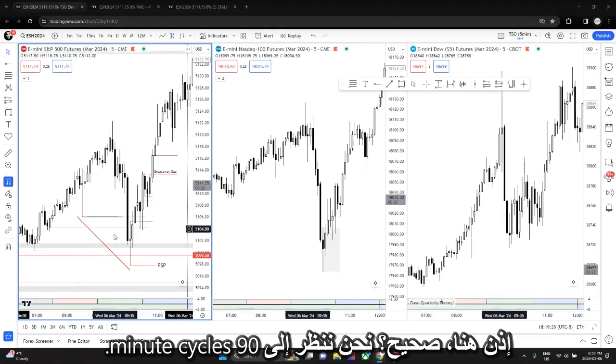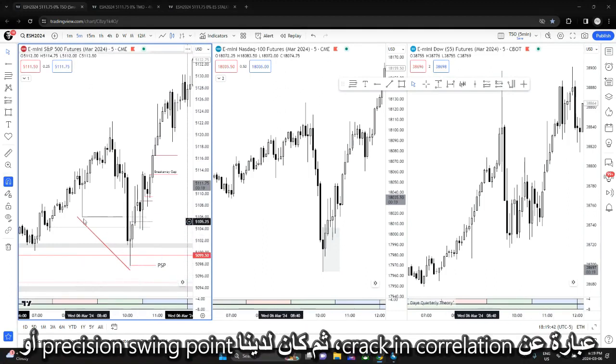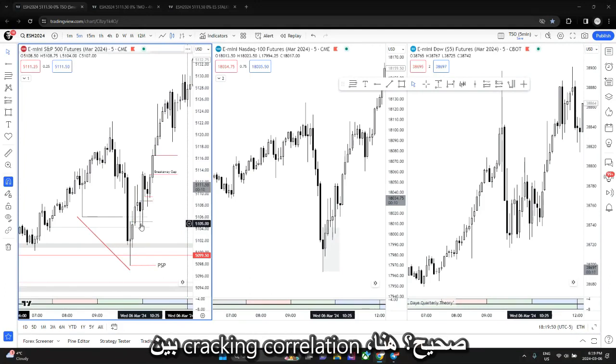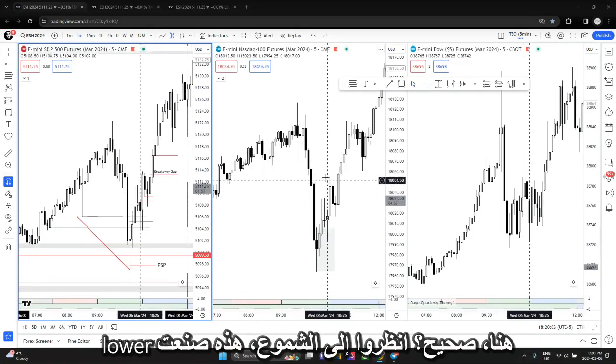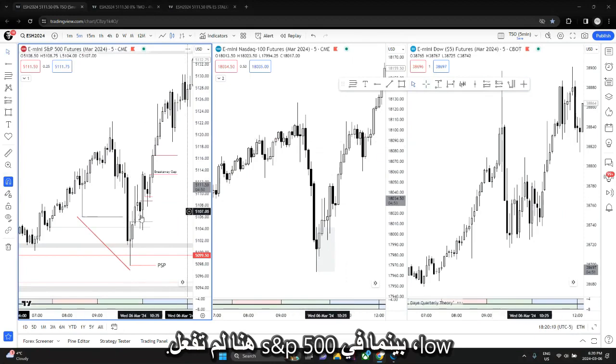So right here we're looking at the 90-minute cycles, and right here we have this. First of all, the SMT was a cracking correlation. Then we had the precision swing point, or a second cracking correlation. Then we had right here a cracking correlation between this swing low right here. Here, let me show you. Look at the candles. This made a lower low, while in the S&P 500 here, it did not.